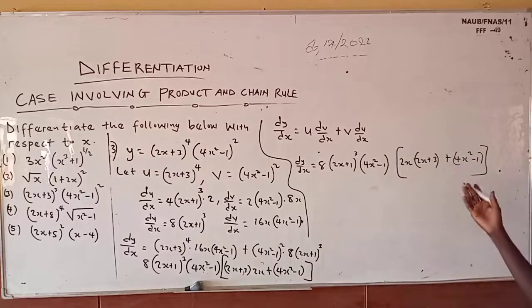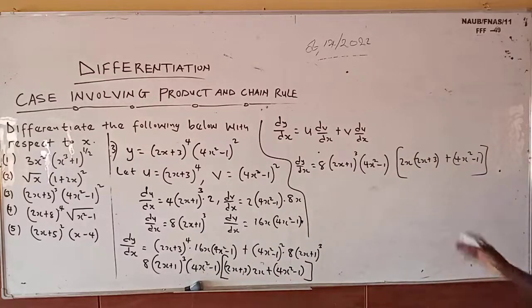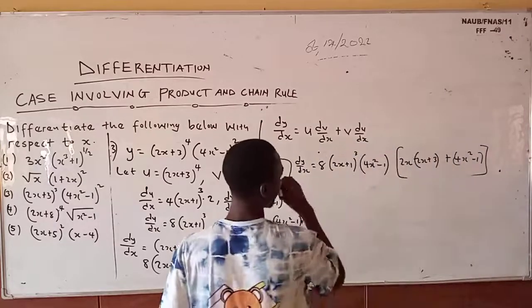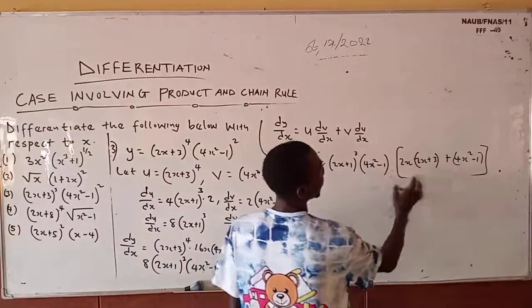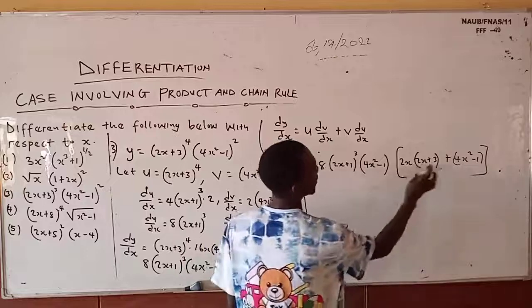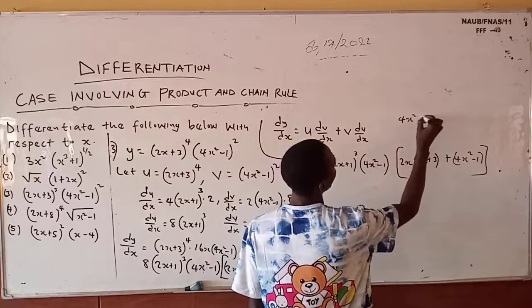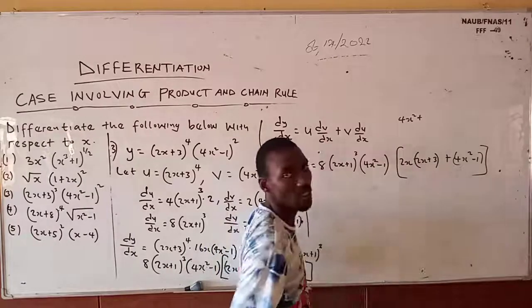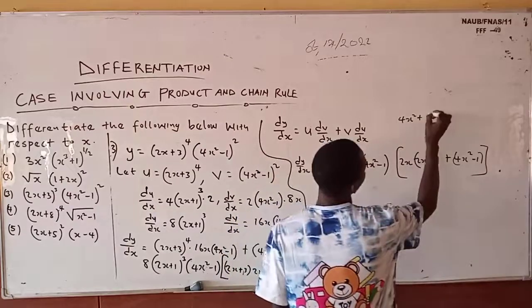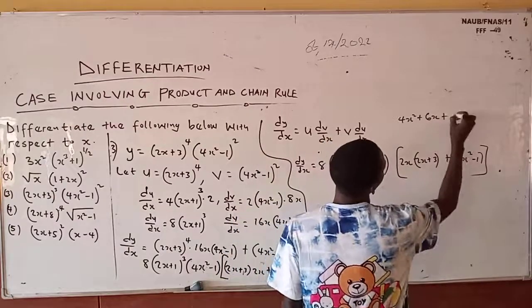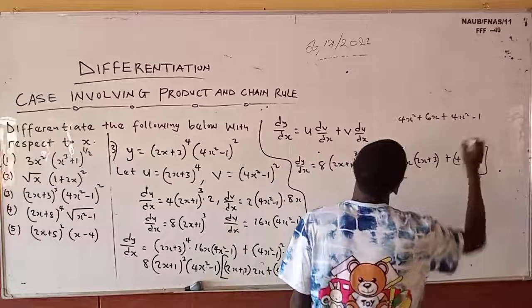Actually, everything we are saying here, we can still break it down. Let's do that for this bracket only. If we break this bracket down, 2s times 2s is 4s squared, plus 2s times 3 is going to give us 6s, plus 4s squared minus 1.